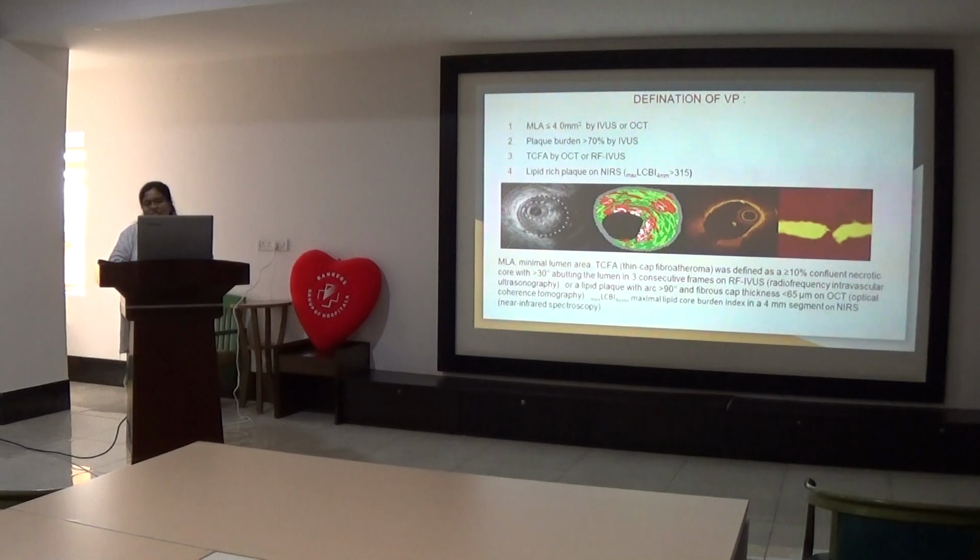So that is defined as more than 10% confluent necrotic core with more than 30% abutting the lumen in 3 consecutive frames of RF IVUS, or a lipid plaque with an arc more than 90 degrees and a fibrous cap thickness less than 65 µm. So NIRS, for? Near infrared spectroscopy.